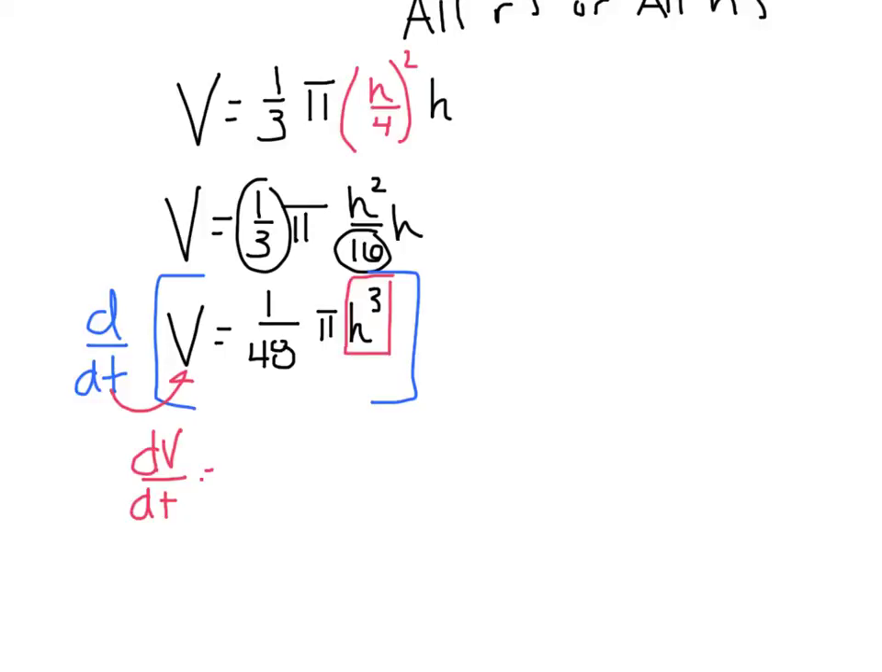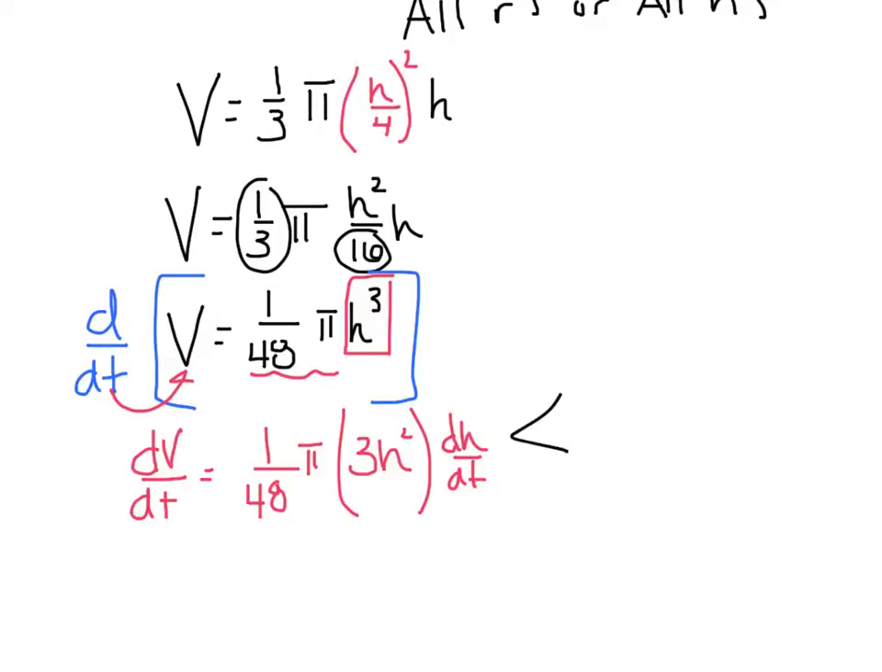Do you know how to take the derivative of h cubed? Of course you do. It's like x cubed. And this is just one ugly coefficient, so that just stays there as 1 over 48 pi, and the derivative of h cubed is 3h squared, and then of course dh/dt. Again, this is just one ugly coefficient. This is the only calculus in the entire problem.